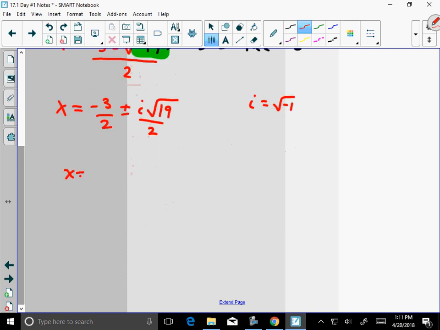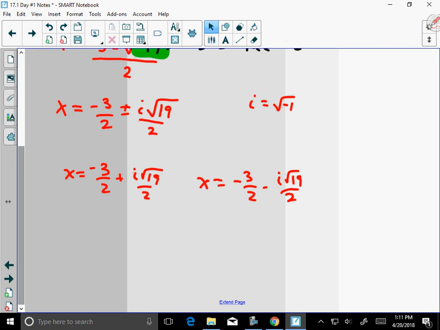All right, so we have two values. We have x equals negative 3 halves plus i root 19 over 2, and we have x equals negative 3 halves minus i root 19 over 2. What happens, you guys, is that these imaginary roots always come in pairs. Don't they look exactly the same except for one thing? Yeah, one of them is plus and one of them is minus. So they always come in conjugates. That's a conjugate. Remember, old people love conjugates?